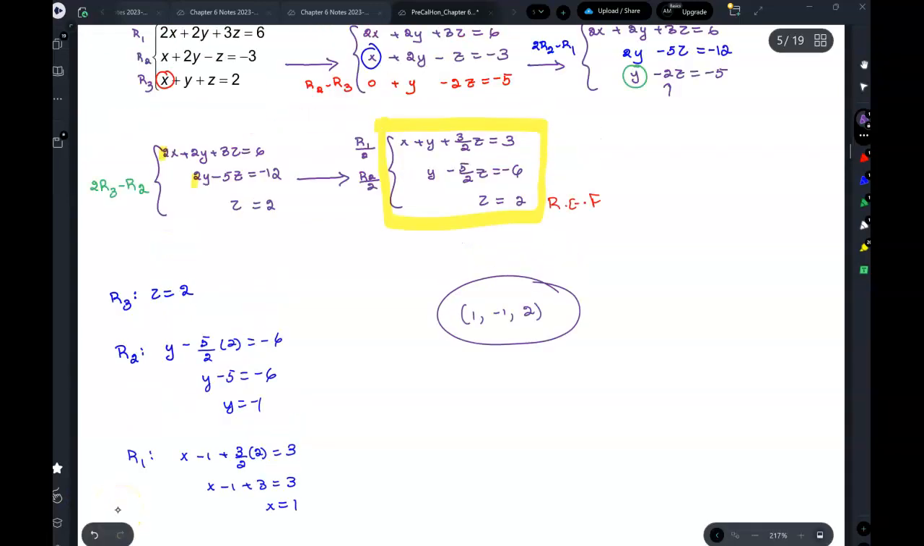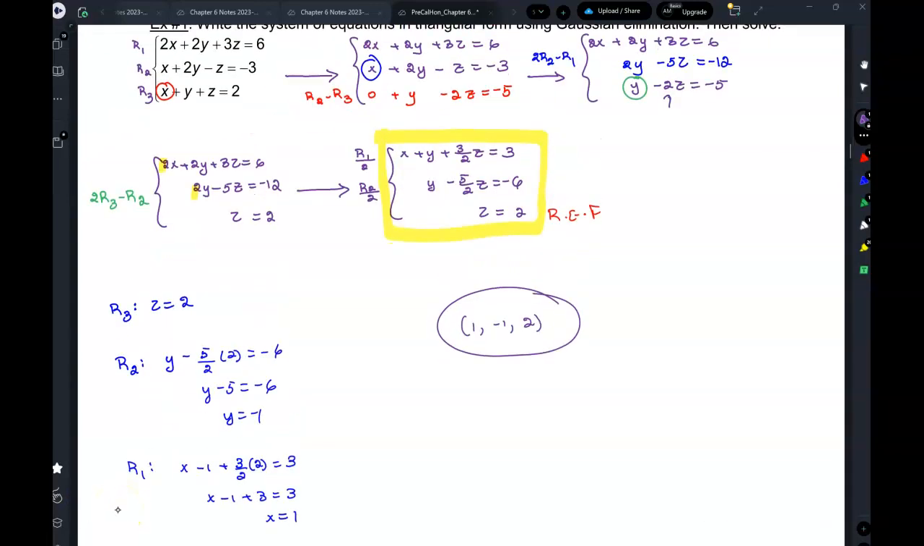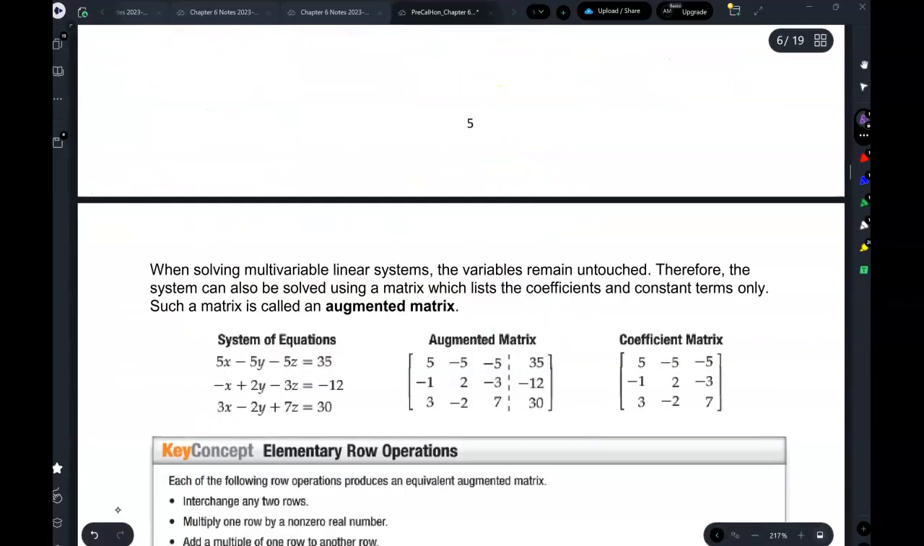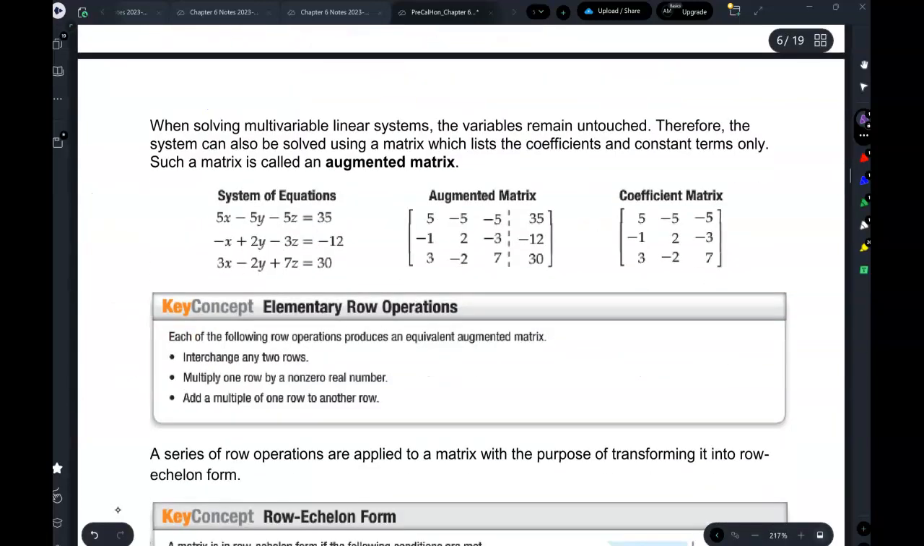Do you notice the only thing we are working on are the coefficients, and the x, y, z are just coming along for the ride every single time, and we just keep having to write x, y, z, x, y, z. So since it's only the coefficients we're working with, why don't we just get rid of the variables altogether and just work with the coefficients? That's where matrices come in. Yay! So you can do this whole thing but with matrices.